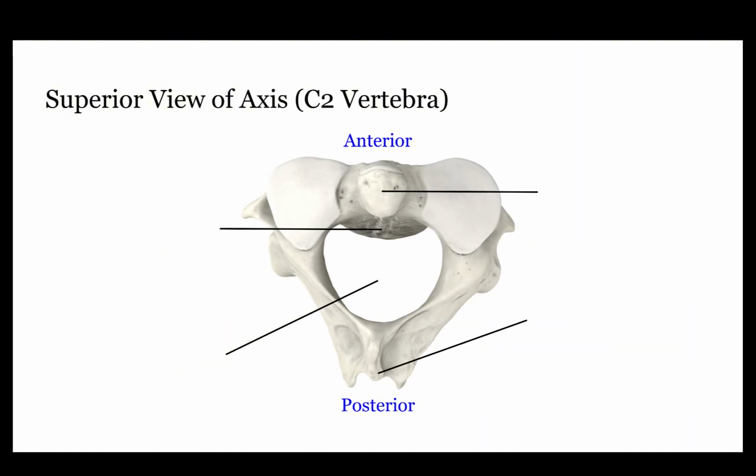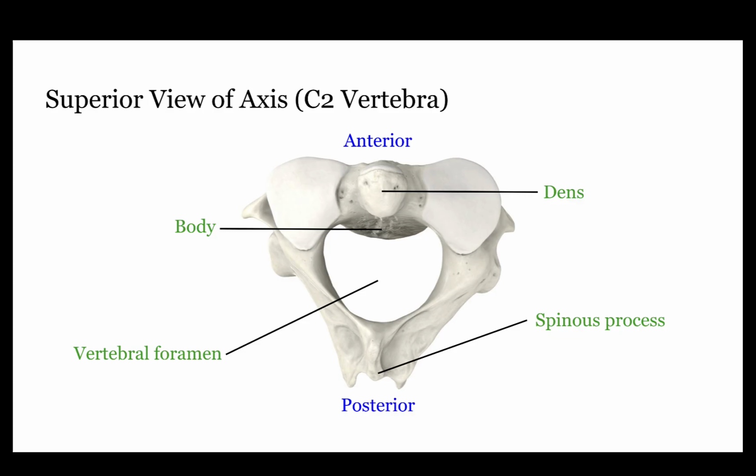Moving on, here is a superior view of the C2 vertebra, otherwise known as the axis. Starting at the bottom, we have the vertebral foramen. Then we have the body. Just superior to the body is the dens. The dens is a bony projection that fits into C1 and acts as a pivot. Finally, we have the spinous process. Notice how the spinous process of the C2 bone is bifid, which was a characteristic that was unique to the cervical vertebrae.